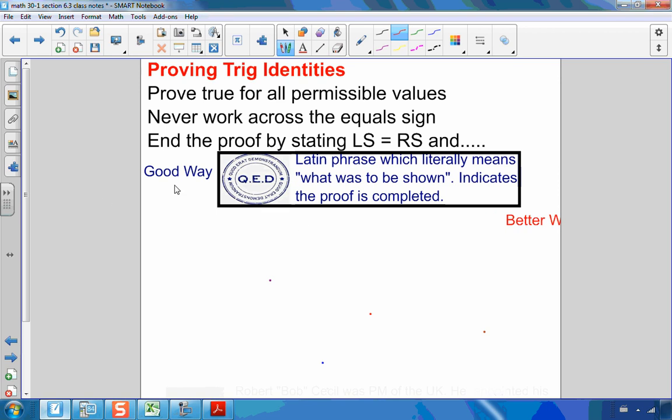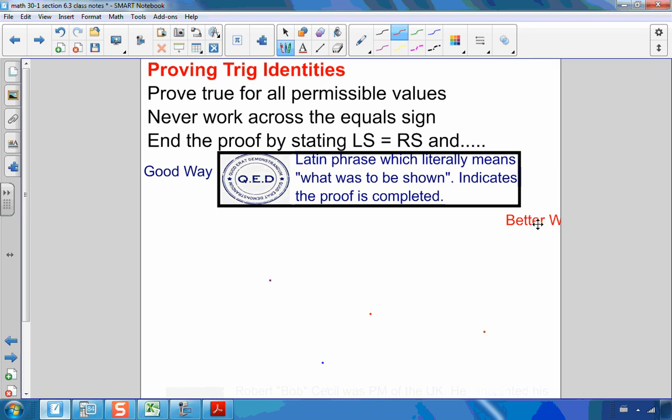So I took a lot of proving courses in university, and my more traditional professors would always end every single proof with QED, which is the Latin phrase that literally translates to "what was to be shown." In other words, we have done what we were asked to prove. So it's how you end the proof. Left side equals right side, and then they would end it with QED. That was a good way of ending it.